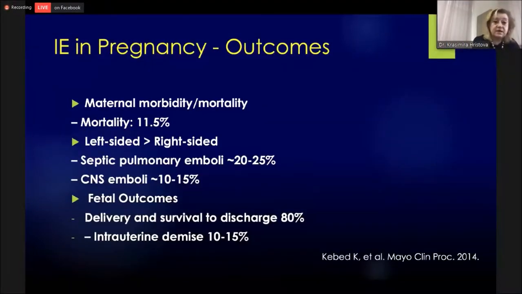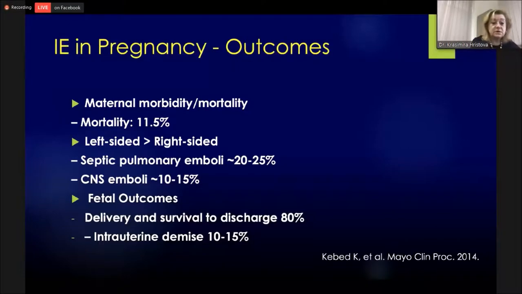Another group, which is not often considered with infective endocarditis, is pregnant women, but the outcomes are very difficult to analyze, and this is one of the causes of maternal morbidity and mortality with a high risk. Around this we could find left-sided endocarditis more often and less on the right side. We could find septic pulmonary embolism, which is around 20 to 25% in this group. And central nervous system embolism is very common in pregnant women.